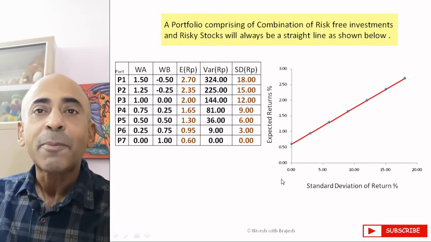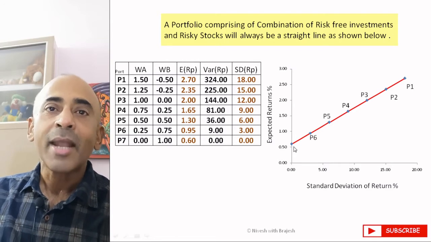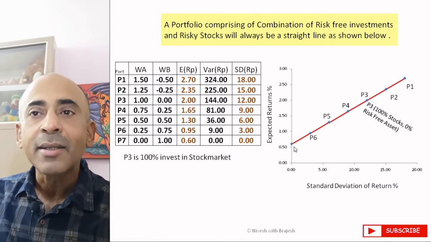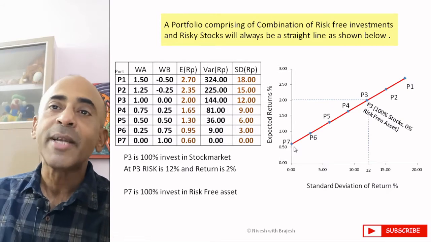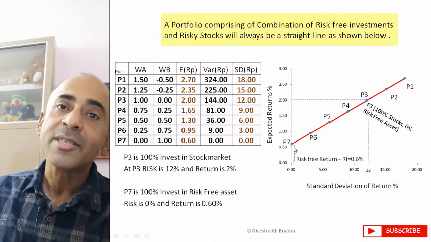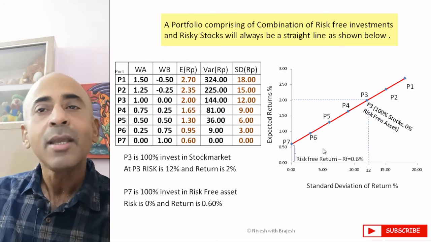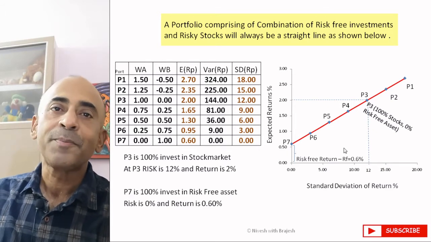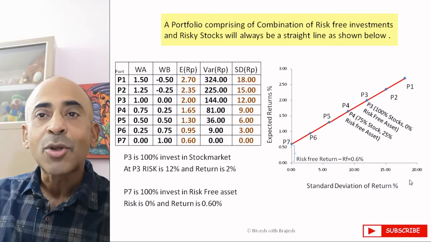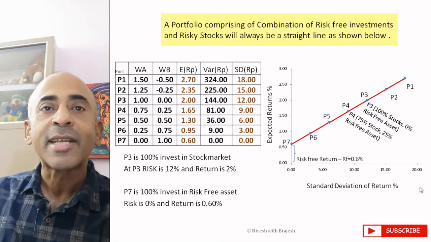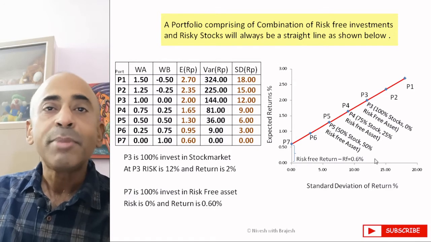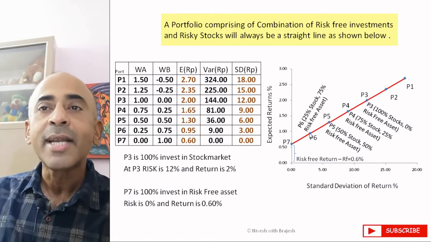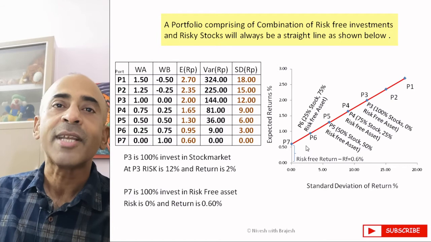P3 is 100% investment in the stock market. At P3, risk is 12% and return is 2%. P7 is 100% investment in the risk-free asset. The risk here is 0% and return is only 0.6%. P4 is 75% stocks and 25% in risk-free assets. P5 is 50-50 in both. P6 is 25% in stocks and 75% in risk-free assets.